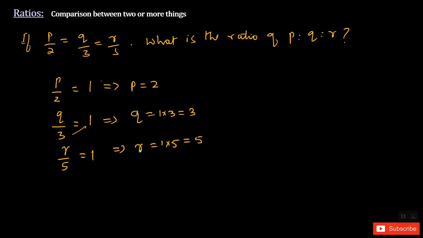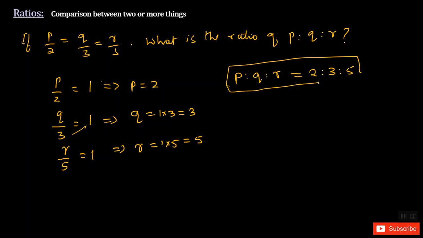Now they are asking you the ratio of p is to q is to r. So the ratio of p is to q is to r here is the same as 2 is to 3 is to 5. This is how you can solve. As a shortcut, for this type of ratio question, whatever the denominators are will themselves be the ratios of p, q and r or some other variable. If you can simplify further, simplify; if not, keep them as they are.